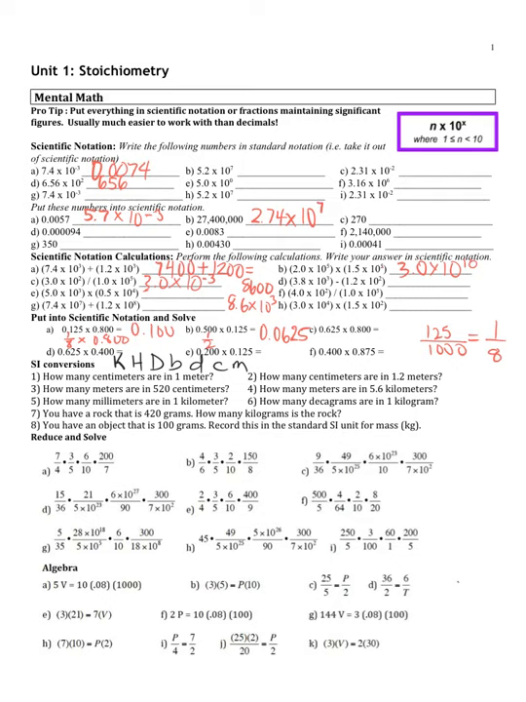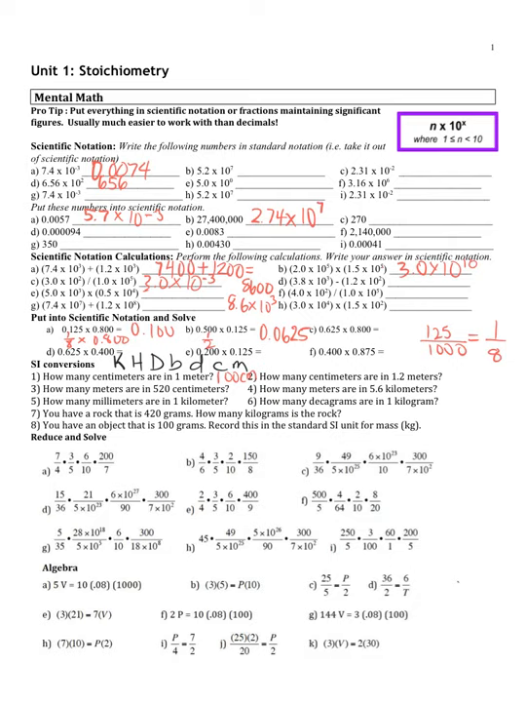So if you look at our first problem, it says how many centimeters are in 1 meter? So you're going from meters to centi. So it's 2 powers of 10 moving over to the right. When we move 2 powers of 10 to the right, we see that it is 100 centimeters.